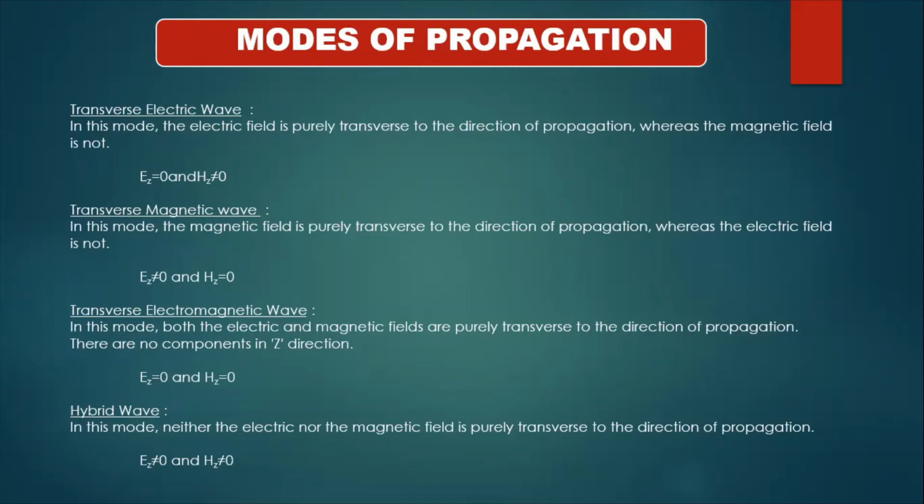And in the case of hybrid modes, neither the electric nor the magnetic field is purely transverse to the direction of propagation. Hence, neither Ez equals 0 nor Hz equals 0. So, since we have recapitulated what the modes of propagation are, let us move on to more investigation.